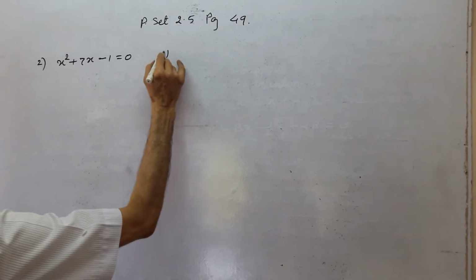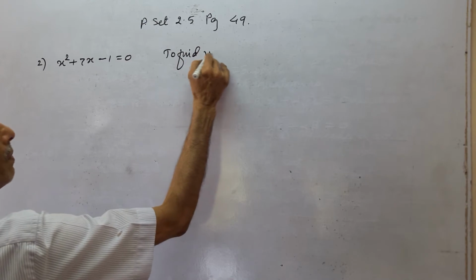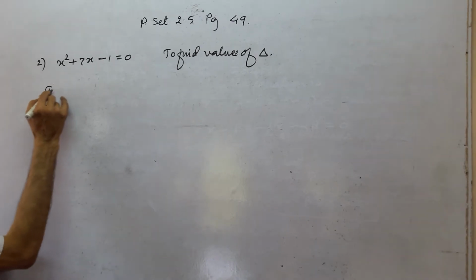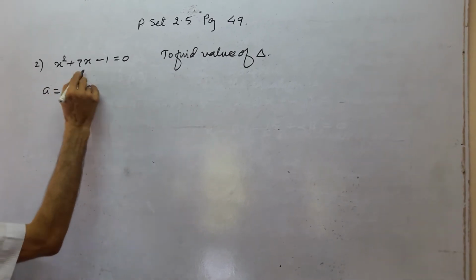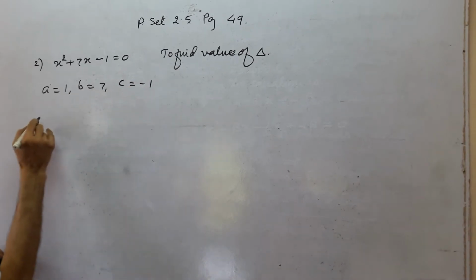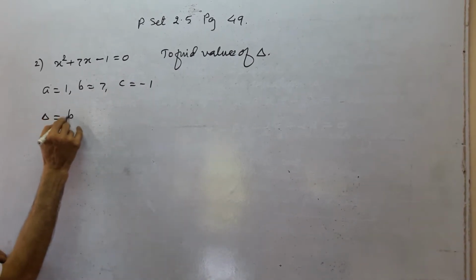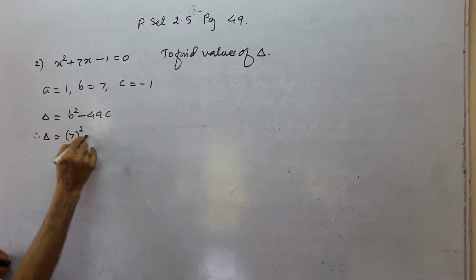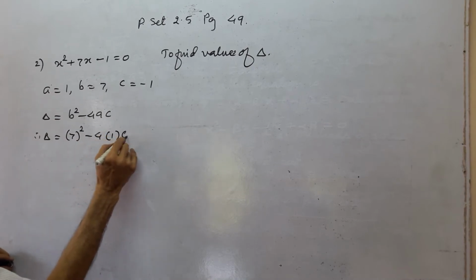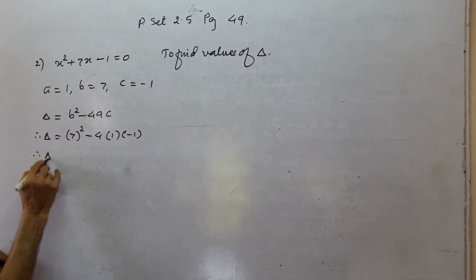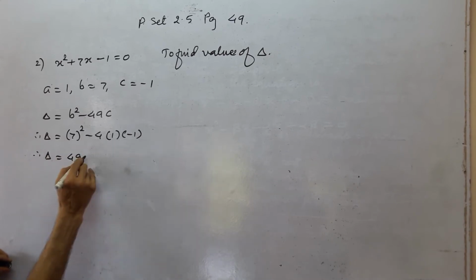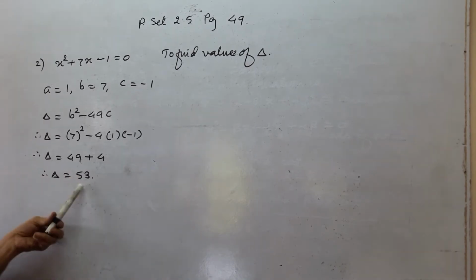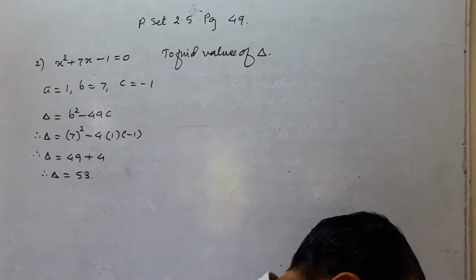So to find the value of discriminant, delta, we know that a is equal to 1, b is equal to 7, c is equal to minus 1, and therefore delta is equal to b square minus 4ac. Therefore delta is equal to 7 square minus 4 into 1 into minus 1, and therefore delta is equal to 49 plus 4, and therefore delta is equal to 53. So this is called the discriminant. In this way you have to find the discriminant.